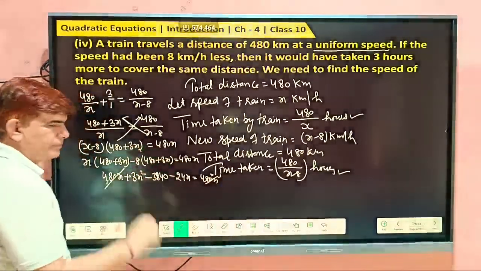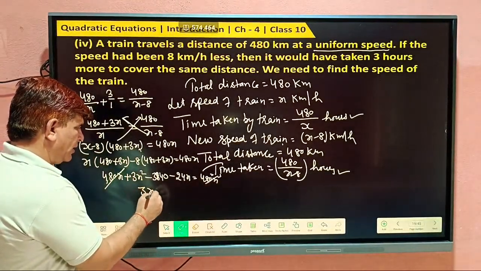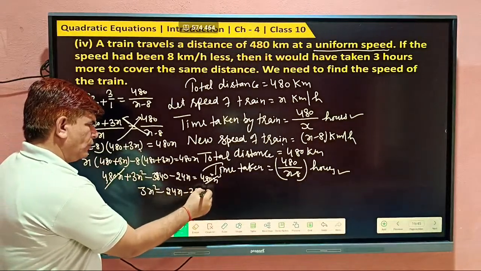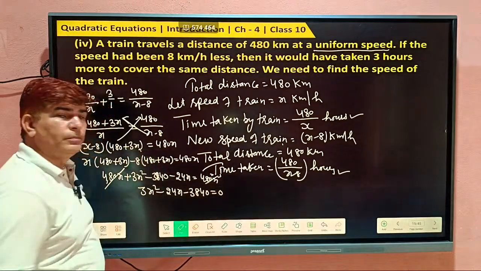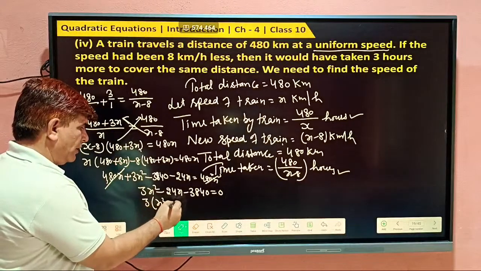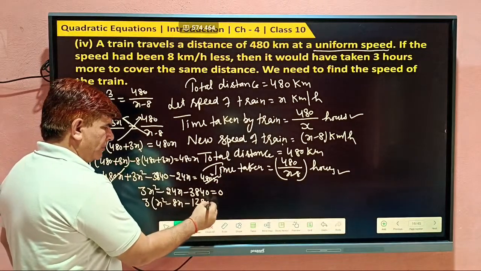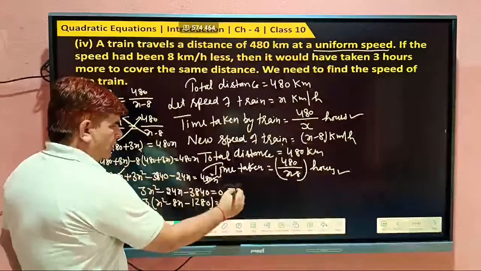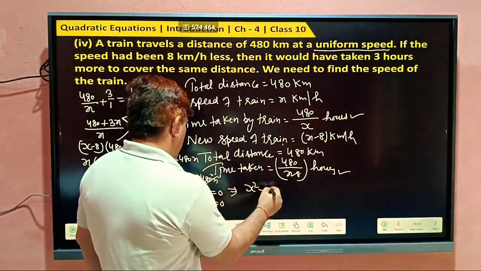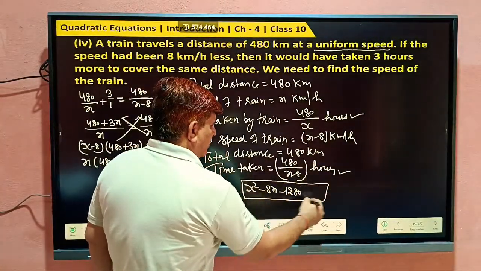This cancels this. This cancels this. So how can I write this? 3x square minus 24x minus 3840 is equal to 0. This is the algebraic expression. Take 3 common if you need: x square minus 8x minus 1280, since 3 times 1 is 3, 3 times 2 is 6. And this 3 coming to this side becomes 0. So x square minus 8x minus 1280 is the algebraic equation.